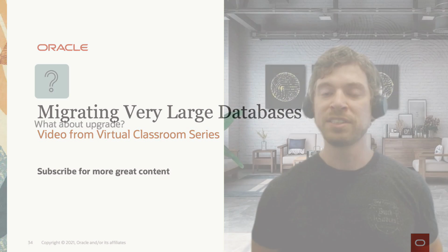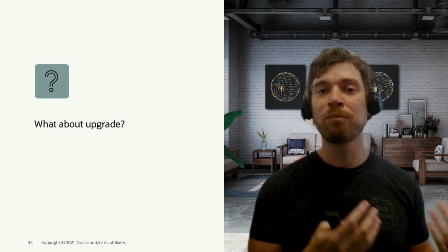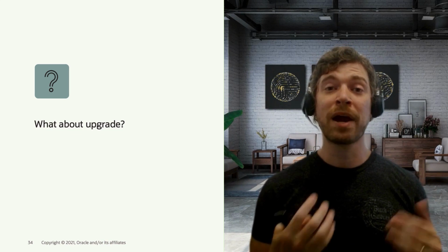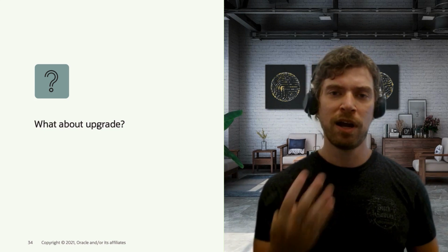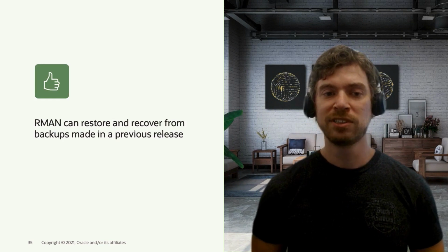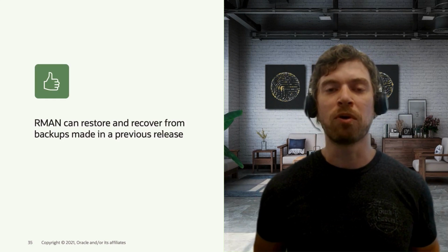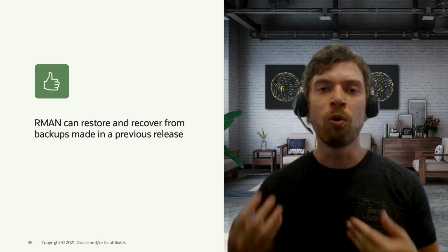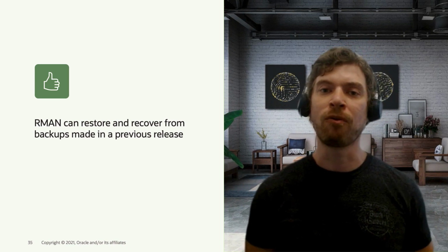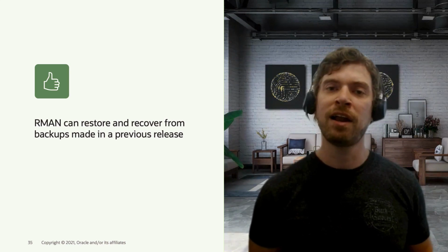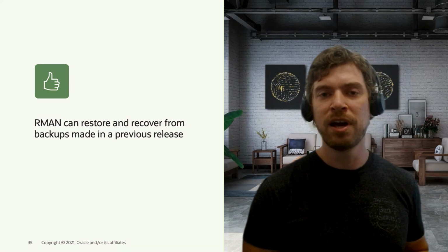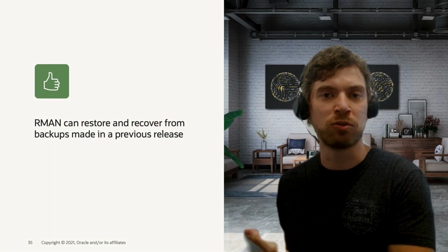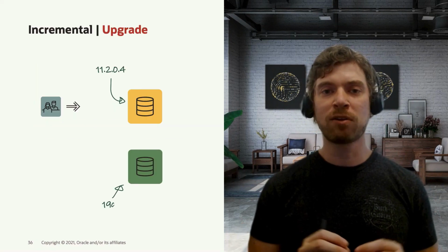And what about upgrade? Here in these examples, we showed how we migrate from one server to the other. However, with this strategy, we can also migrate and upgrade at the same time. Let's see how this works. Basically, to make this possible, the newer versions of RMAN can read, restore, and recover backup sets created from older RMANs. So you can take an 11G database backup and restore and recover it using a 19C database software, okay?